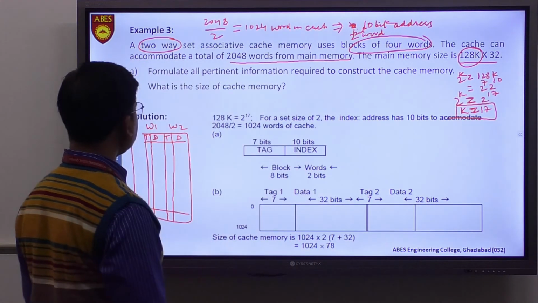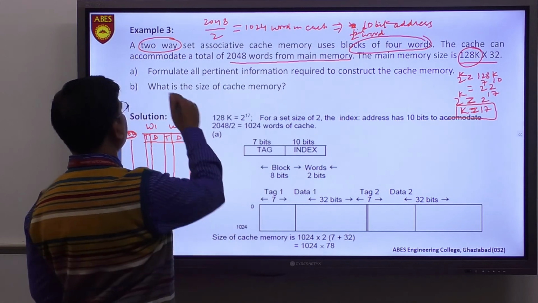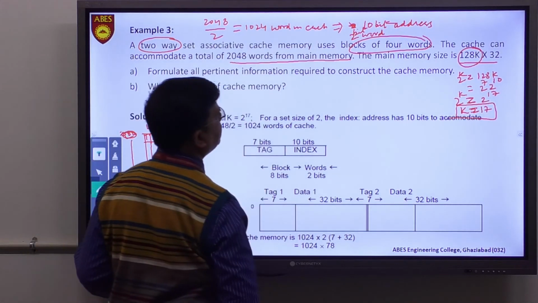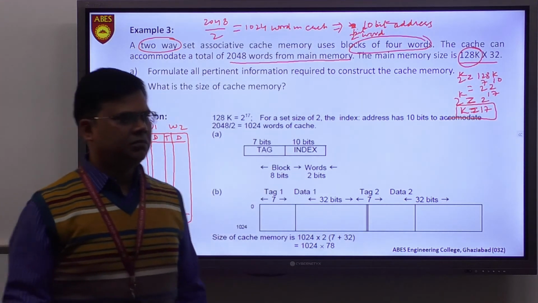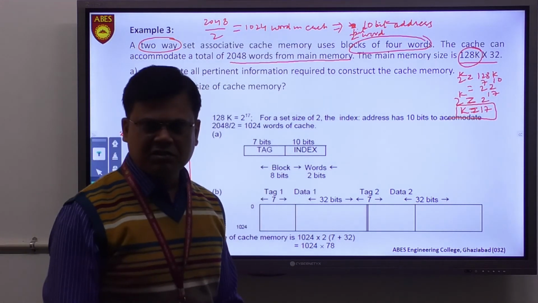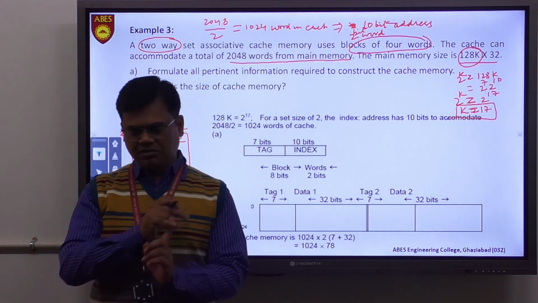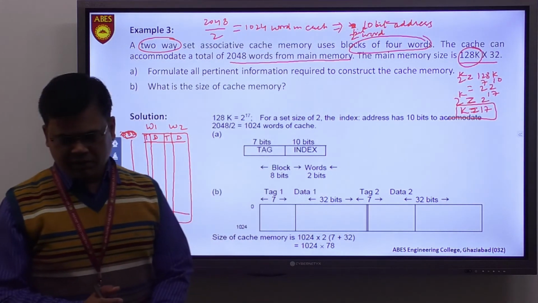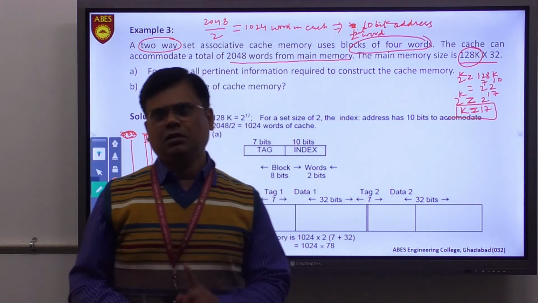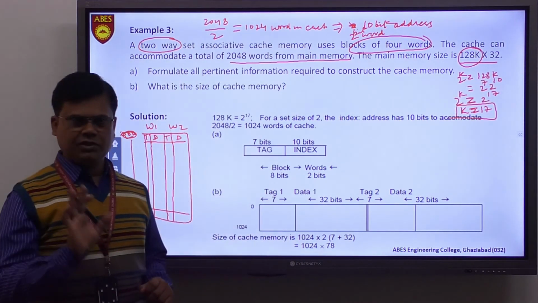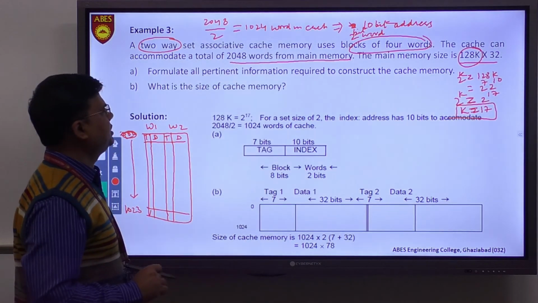Now what they are asking: formulate all pertinent information required to construct the cache memory. What is the meaning of pertinent? That is all the important information. What are the various important information? That is what will be the size of the memory address, how it will be divided into the tag, index, block and words. So we have to find out all these here.